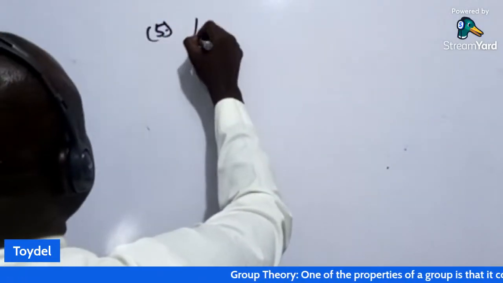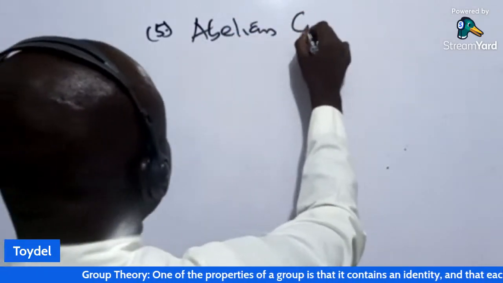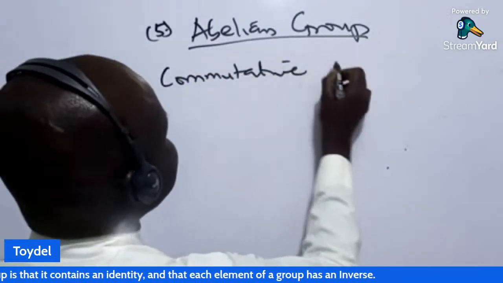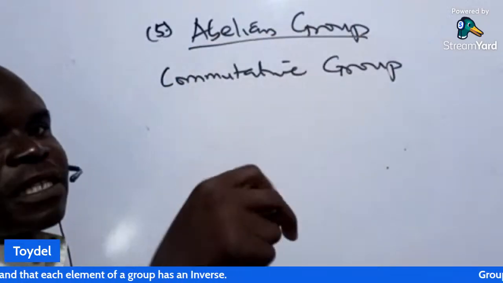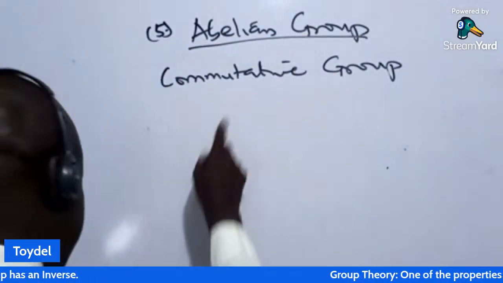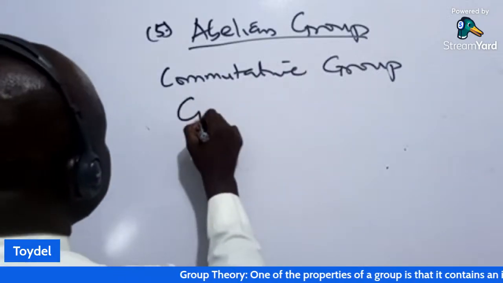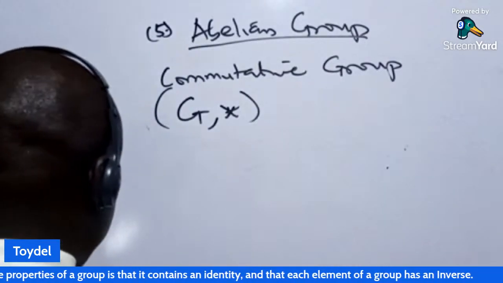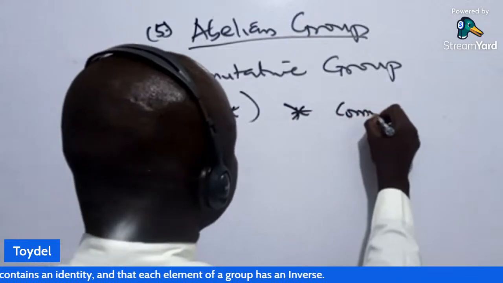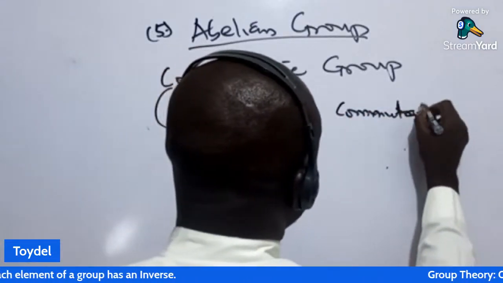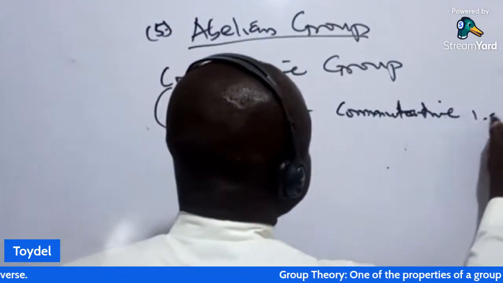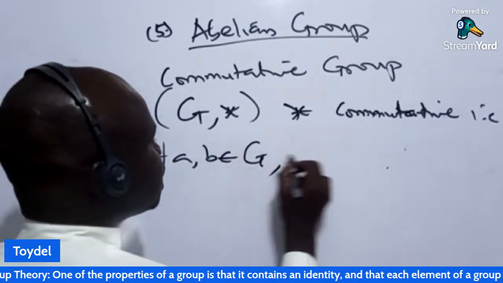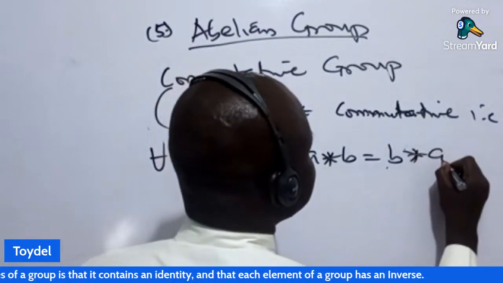The 5th one is called the abelian group. Another word for abelian group is commutative group. That is, when we have a group, we just add the commutative property to that group, and we get a commutative group. Abelian group: a group G, asterisk, is called an abelian group or commutative group if the binary operation asterisk is commutative. You just add the commutative property to the 4 properties that you have. That is, if you have tested for the 4 properties, you just say for all A, B that belong to G, if you can find A asterisk B equal to B asterisk A, then it is called an abelian group.